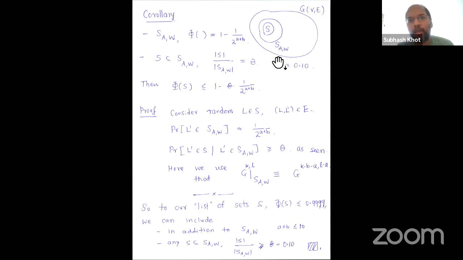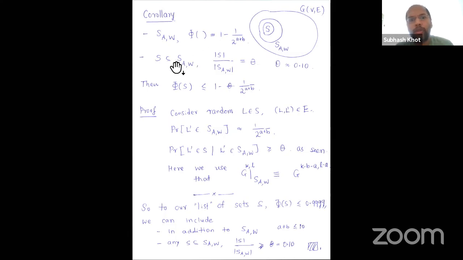This G is the Grassmann graph, right? And we identified this set called S sub AW, right? And we observed that the expansion of this set is 1 minus 1 over 2 to the A plus B. Okay. And ideally, I would like to say that these are precisely the sets whose expansion is bounded away from 1. But that's not quite exactly true, but close enough.